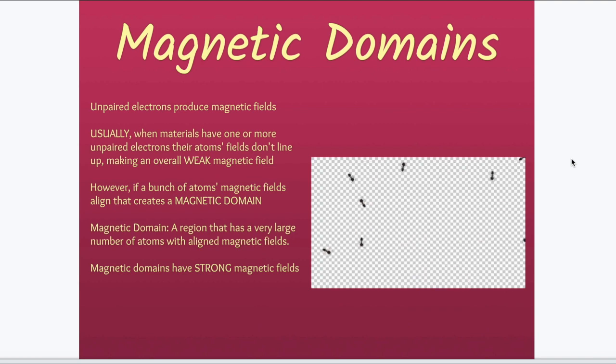If you get a bunch of ants working together, they could pick up maybe a whole grape or something, which is way stronger than what a single ant can do because they're coordinating their strength. The same thing is true of atoms with unpaired electrons and magnetic fields. If you align all those magnetic fields, all of a sudden, the combined magnetic field is much, much stronger than the sum of its parts. That's why I like to think of magnetic domains as ants all working together.